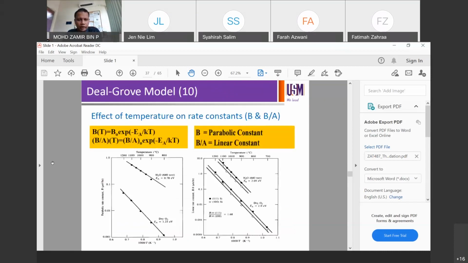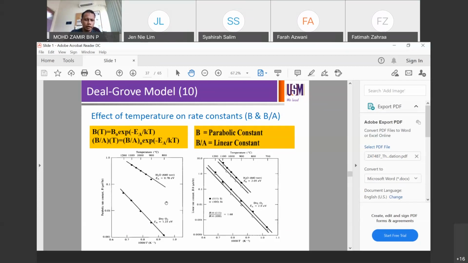We can also see the effect of temperature on the rate constant, B or B over A. So they are rate constants. B signifies your parabolic constant. B over A is the linear constant. So the constant for your first phase is given by B over A, and then the moment it hits the parabolic stage, the constant is called B.